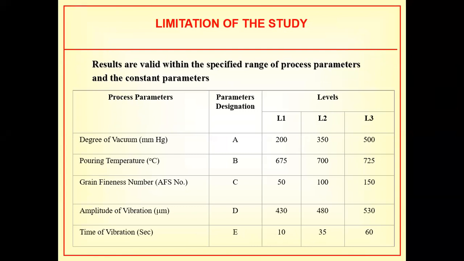Then, certainly, there is a limitation: the results I am showing you are valid only within the range. If somebody says they tried 180 degree of vacuum impulse, no extrapolation or interpolation is needed. That is the limitation of the study. If you say 600 vacuum, you need to conduct a separate experiment, otherwise my results may not be accurate. My results are accurate within these ranges.